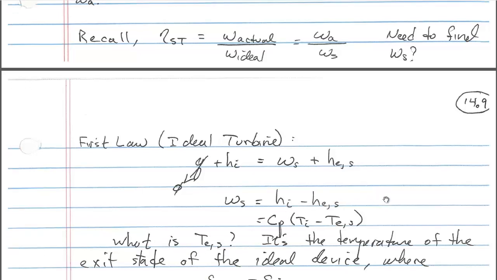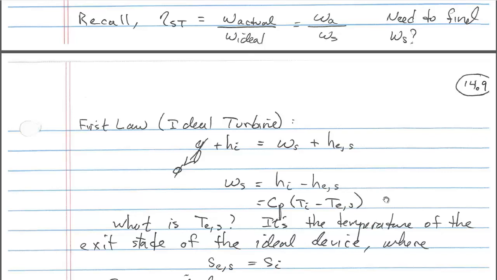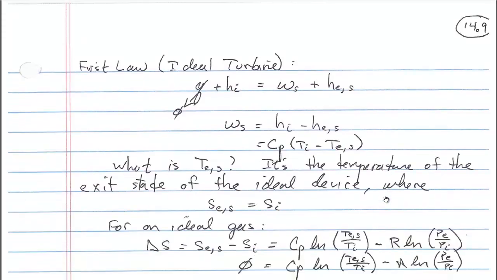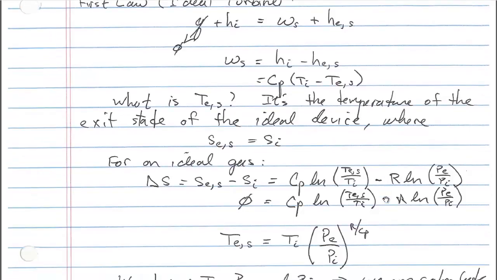Well, we already know based on this whole discussion from the lecture material that the ideal exit state temperature is the temperature of the exit state if the process were ideal. In other words, it's the temperature that corresponds to when the exit entropy equals the inlet entropy. It's the exit temperature that corresponds to the isentropic process. So Se comma S is equal to Si, or the change in entropy through the device is equal to 0 for the ideal process.